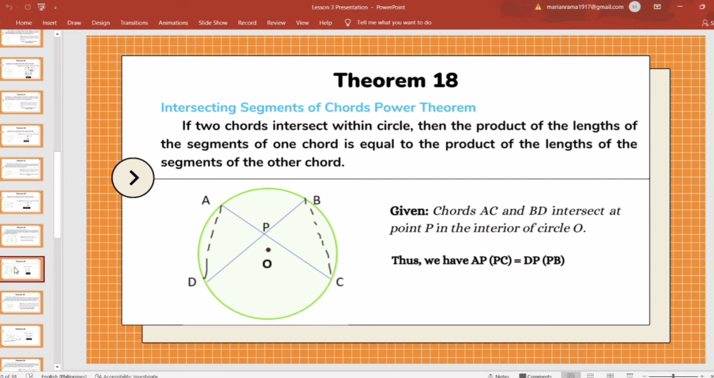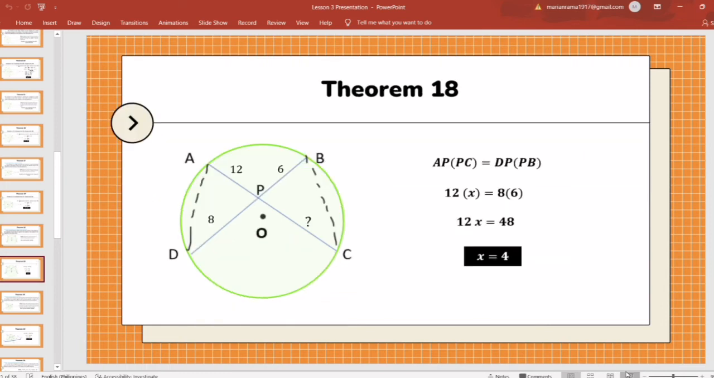For example, our AP is equal to 12, our PB is equal to 6, our DP is equal to 8, and PC is our unknown. So we have to substitute the given values. AP is 12, DP is 8, PB is 6, and PC is supposed to be X, since that's our unknown. So we have 12X equal to 48, then X is equal to 4.